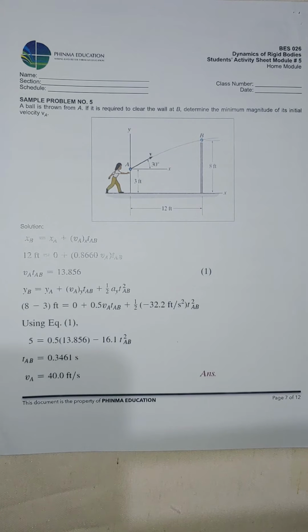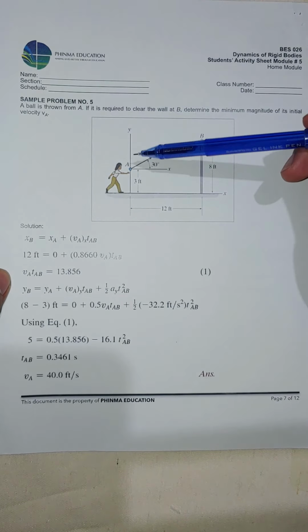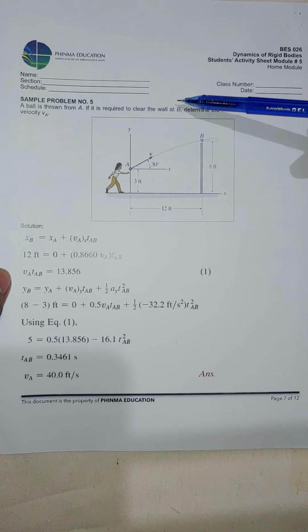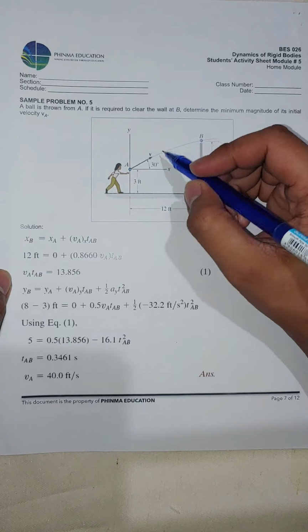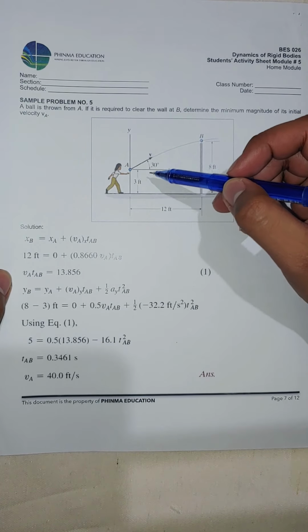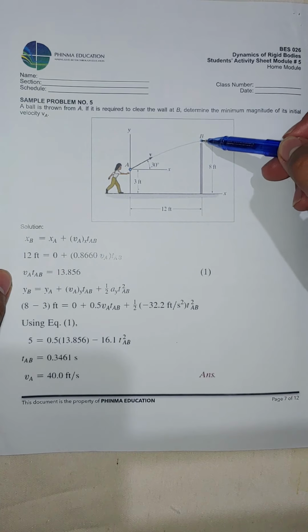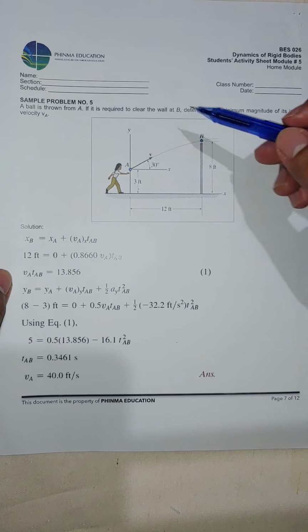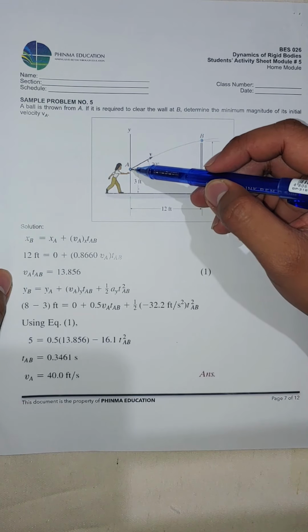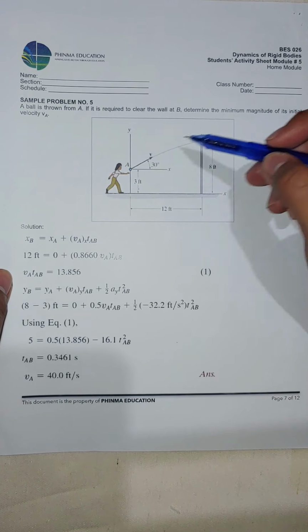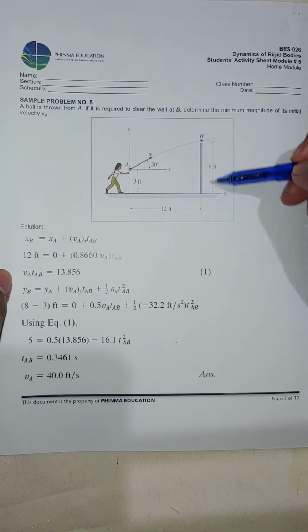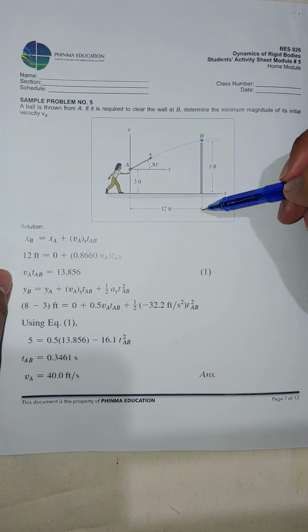We're already down to our last sample problem, number 5. A ball is thrown from A, this point. If it is required to clear the wall at B, determine the minimum magnitude of its initial velocity, VA. The angle is 30 degrees. The final height at this point is 8 feet, and the horizontal distance from the initial position to its final is equal to 12 feet.